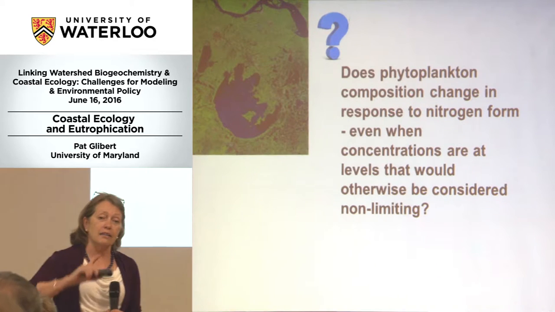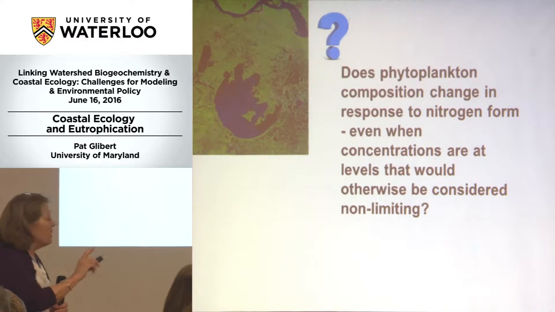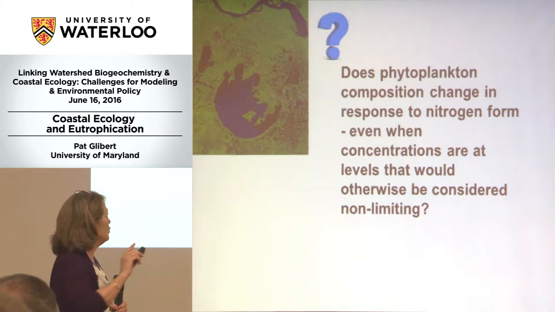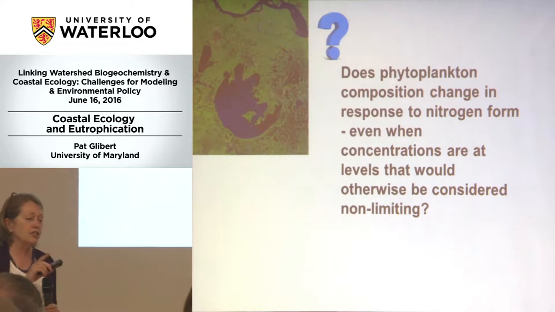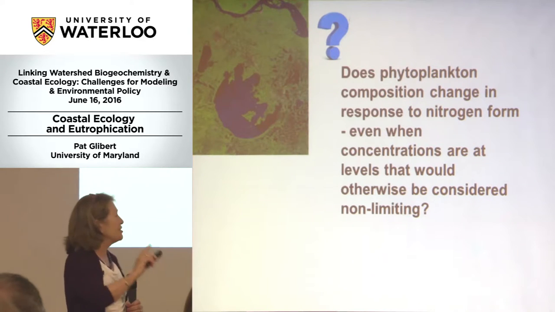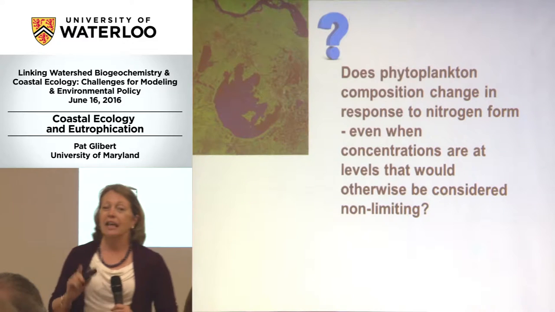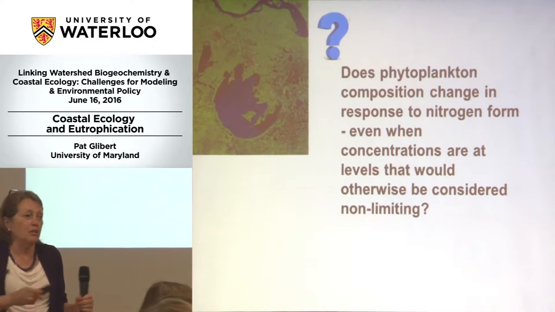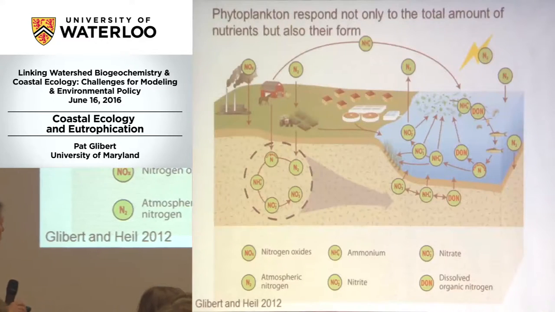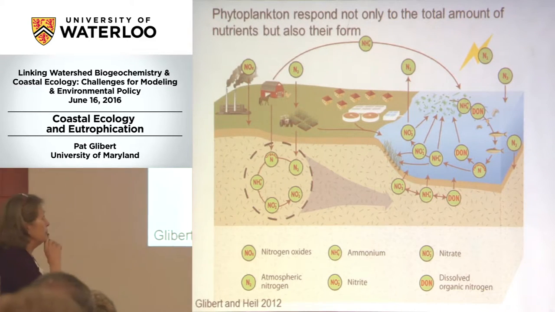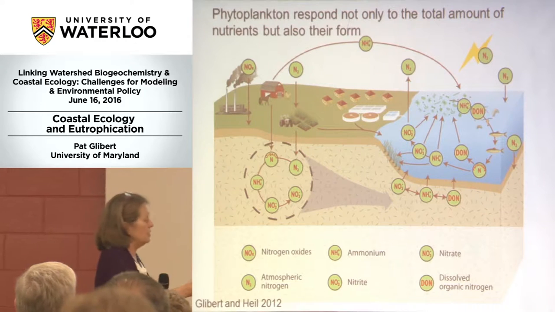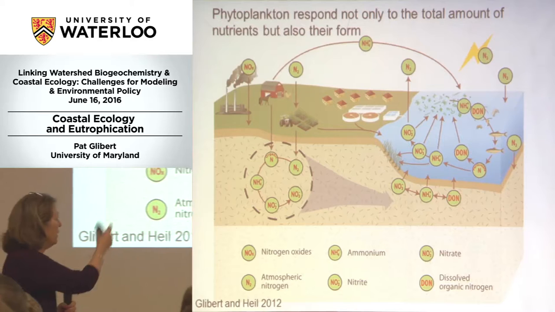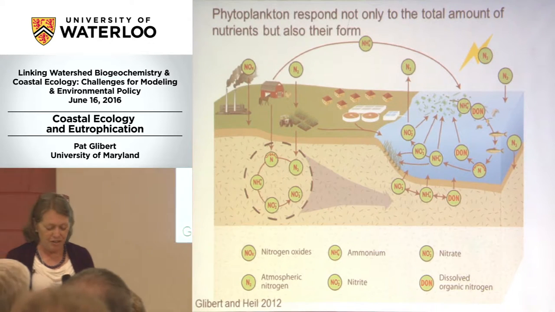So now let's ask the question, does phytoplankton composition change in response to nitrogen form even when the concentrations are not at levels that would otherwise be considered limiting? So does it matter whether we put in ammonium or urea or nitrate? We know that phytoplankton respond not only to the total amount of nutrients, but also their form, and we know we have lots of forms of nitrogen in the watershed.